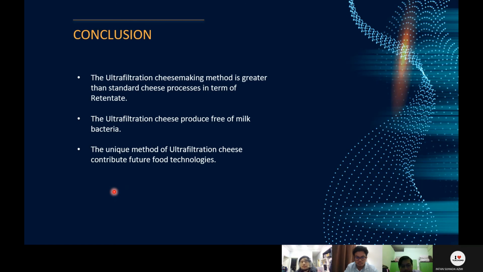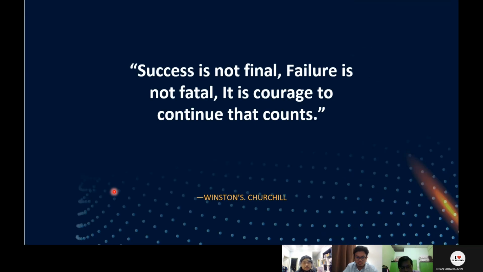So the ultrafiltration cheese making method is better than standard cheese processes in terms of retentate. The ultrafiltration cheese is produced free of milk bacteria, which is sterile. And the unique method of ultrafiltration cheese contributes to our future food technologies, which is good for our generation. That is all from me for the conclusion. So that's all from us.